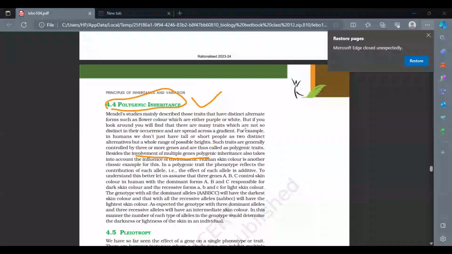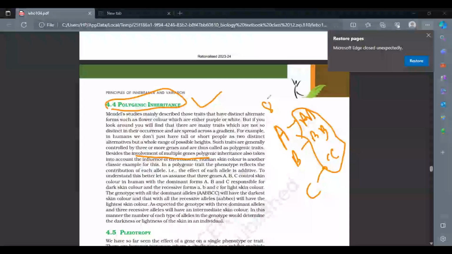For example, if I talk about the height of an individual or skin color, suppose it's a combination of A, B, and C genes. The more A's, the more B's, the more C's will increase the height. Having fewer of these genes will decrease the height. So it is an additive effect of such genes that's happening.